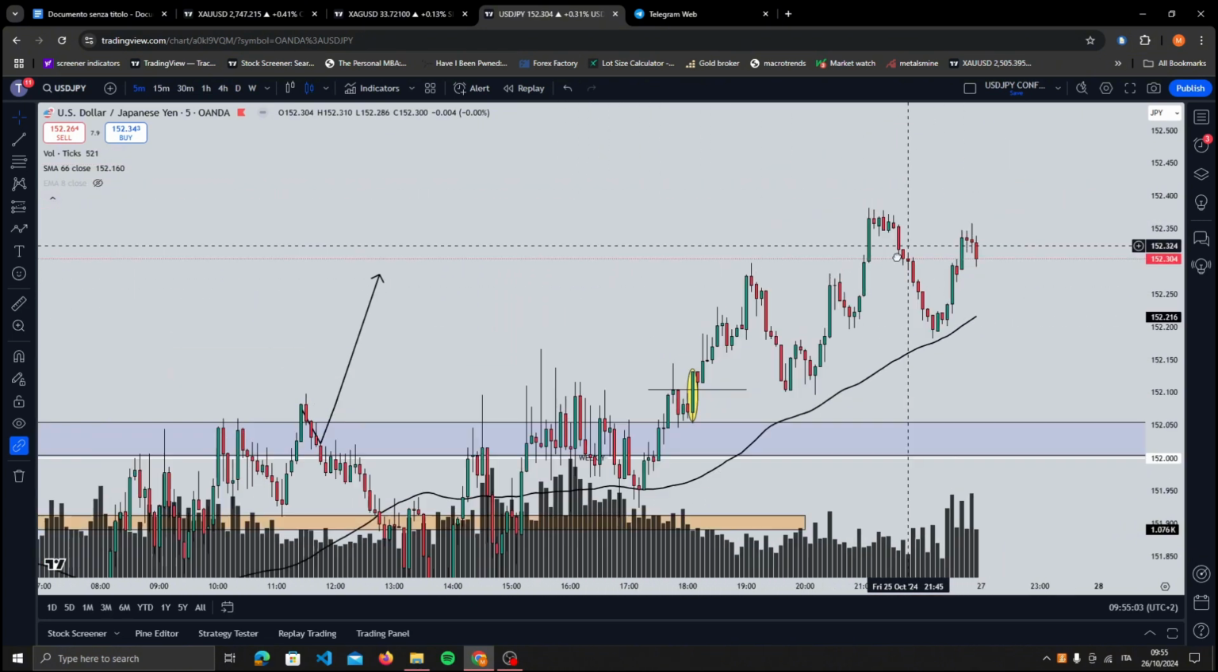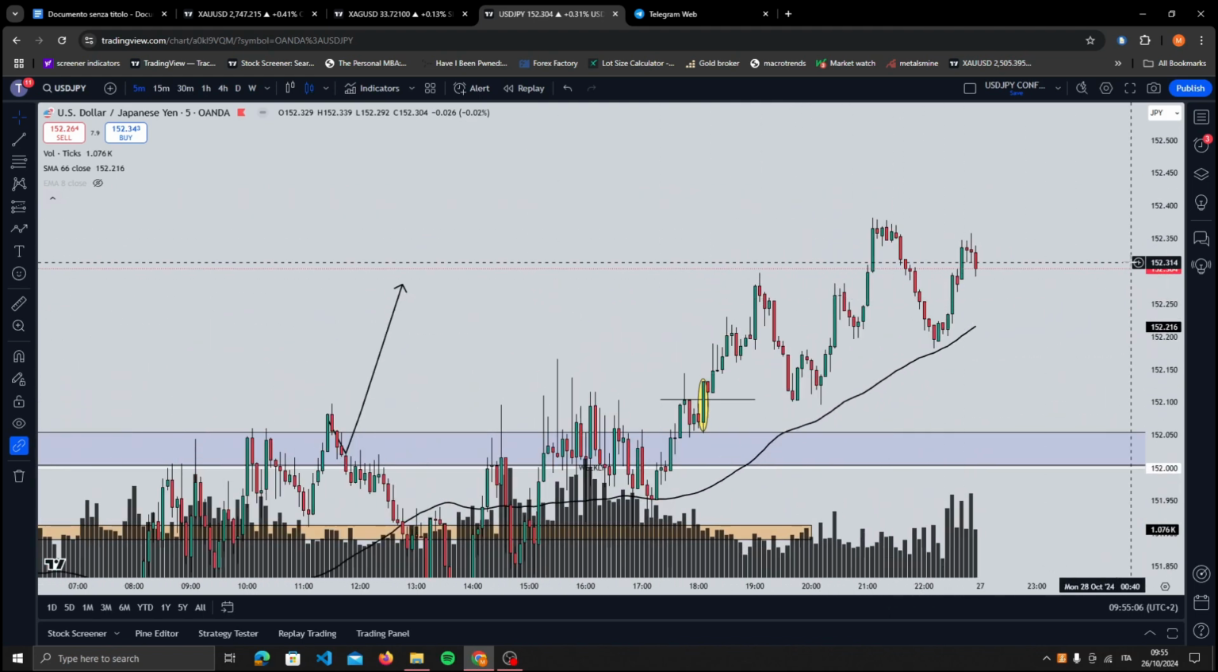Not much, because our TP would have been up here, but we would have gotten some profit and we would have closed out before the week close.